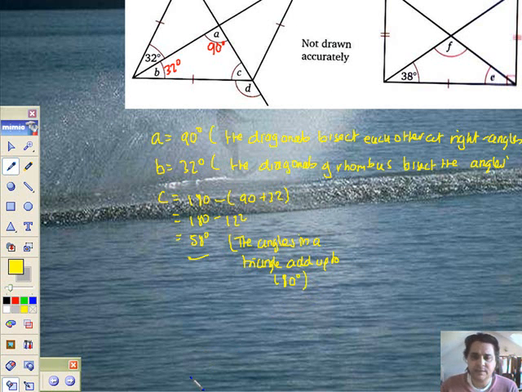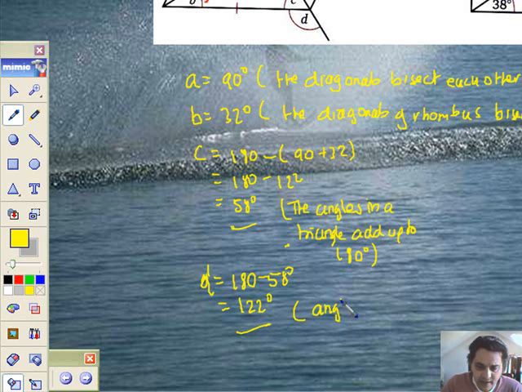Right. D, very, very easy. It's going to be 180 take away angle C, which is 58. It's not letting me do it. And that's going to be 122 degrees. What's the reason? The angles on a straight line here add up to 180. So let's just select that and get our marks.